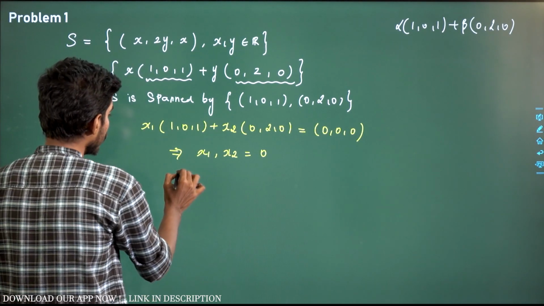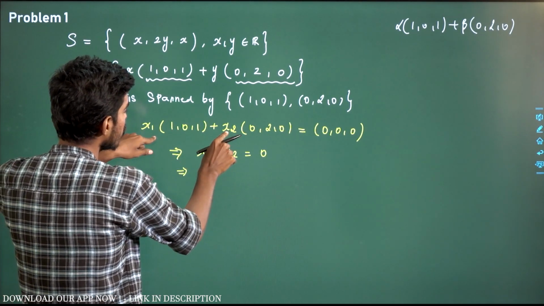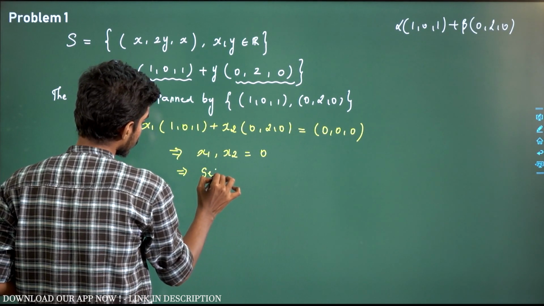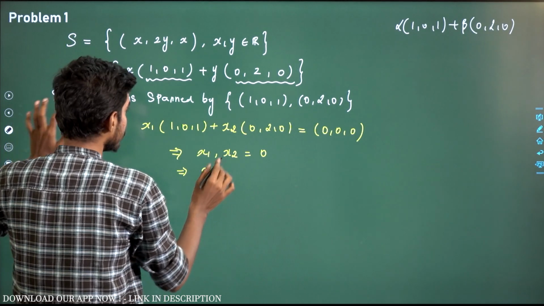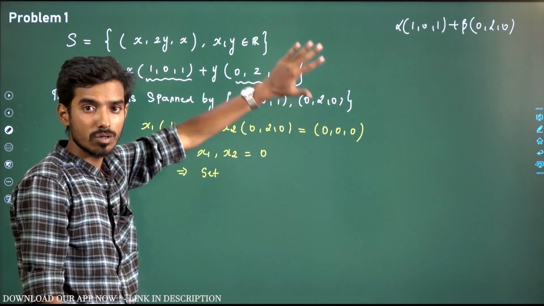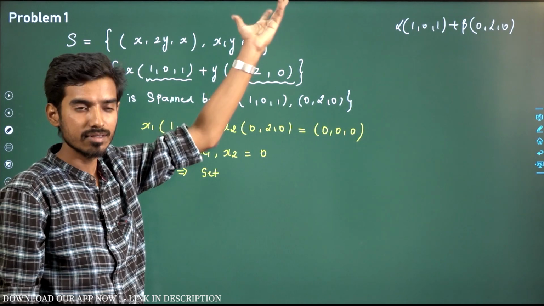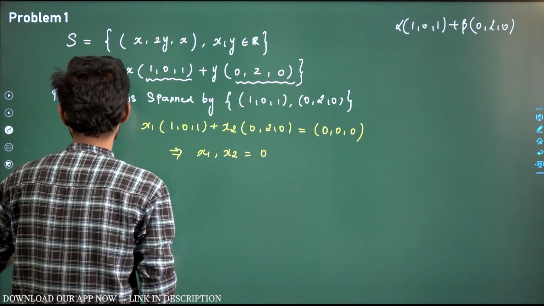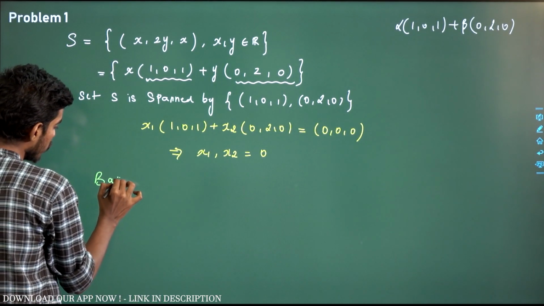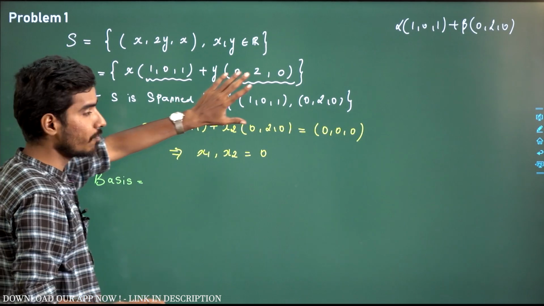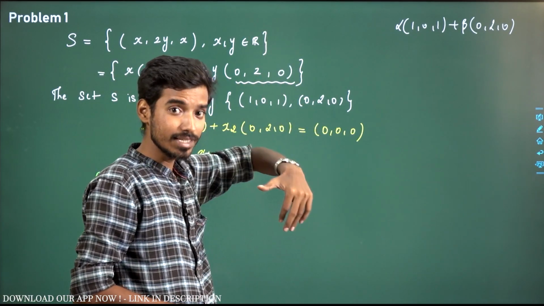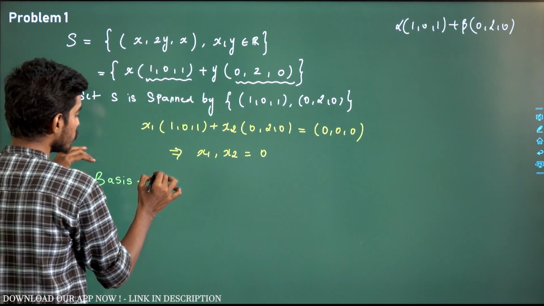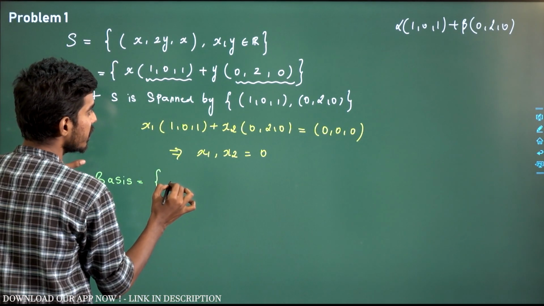That means both are 0, so the set is linearly independent. Therefore this set is a linearly independent set, and it also spans the subspace S. So therefore this will be a basis. It spans the space, and since it is linearly independent, we can say it is a basis. So the basis for the set S is what?